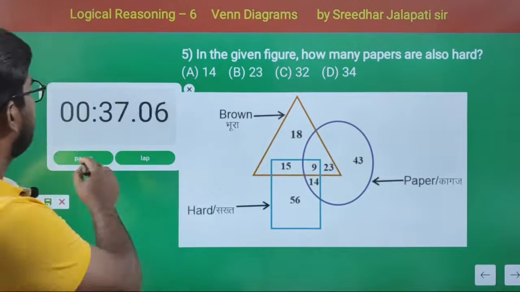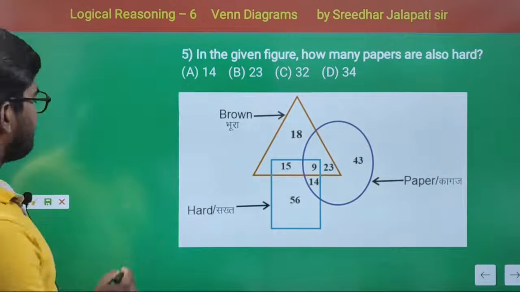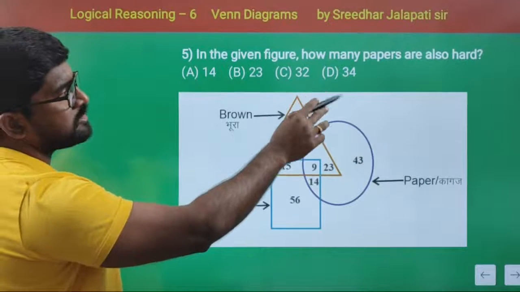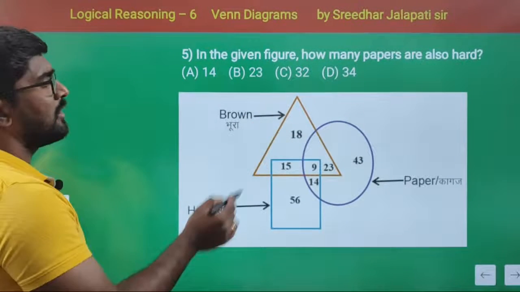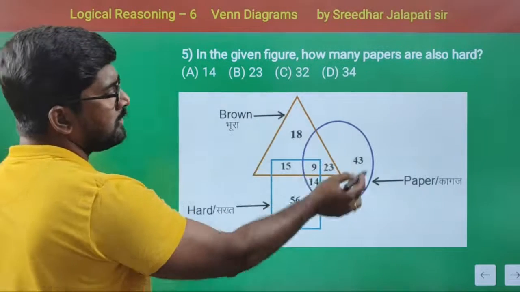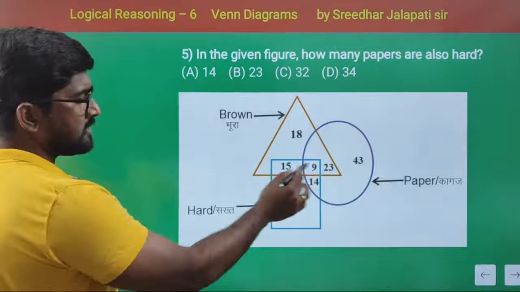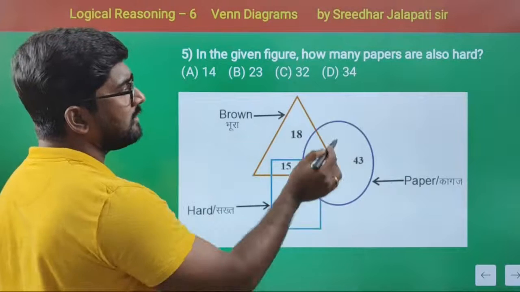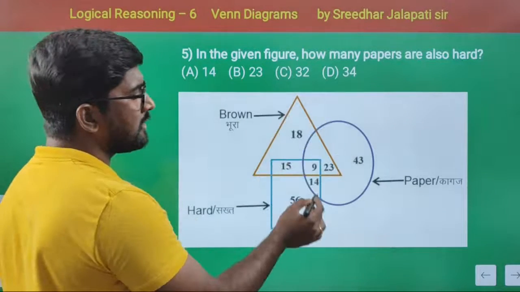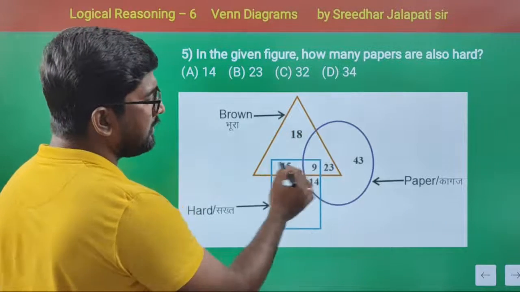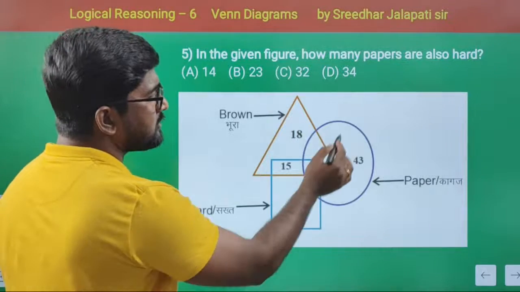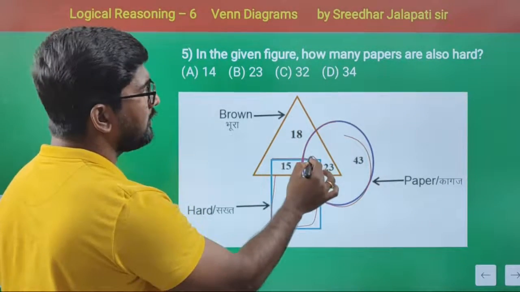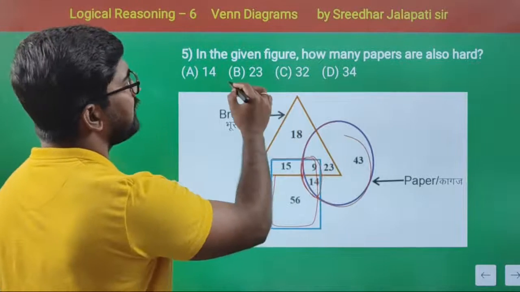Right. Let's see what is the answer for this question. The question says, in the given figure, how many papers are also hard? How many papers are also hard? By the way, this triangle represents brown, circle represents paper, this rectangle represents hard. So we want papers which are also hard, and that means the intersection of papers and hard. So that is the intersection of circle and this rectangle. The intersection of circle and rectangle is this 9 and 14, which is 9 plus 14, 23 is the answer.